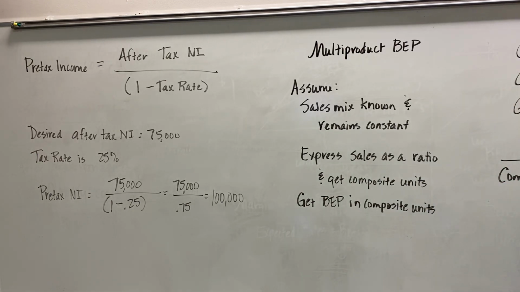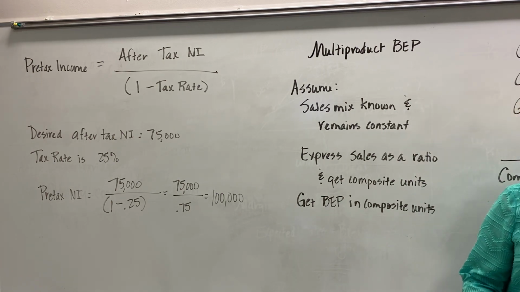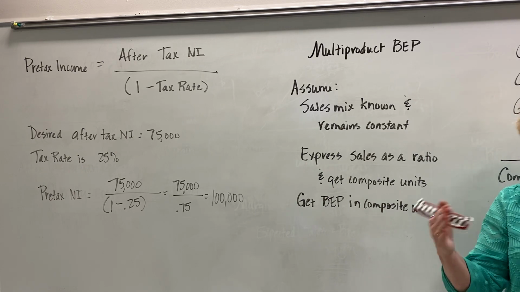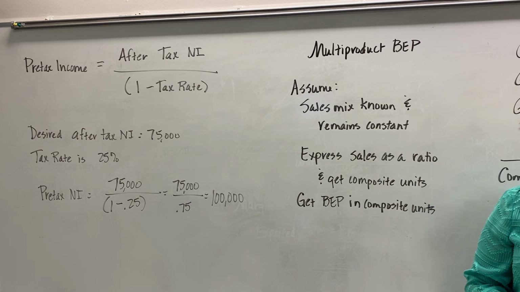Your book also talks about a multi-product break-even point. Many of our companies don't just sell one item, so they might know in proportion how many items they sell in relation to others. There's an example in your book that talks about windows and doors.